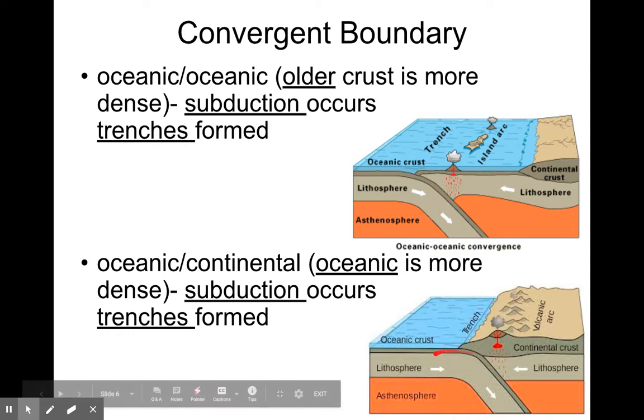So this is where subduction is occurring. Again, it forms a trench and a volcanic arc. So you can see an arc of volcanoes. And an arc means it's a line of volcanoes. Again, here, a line of islands.